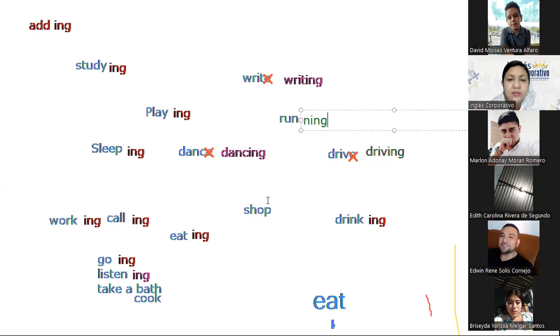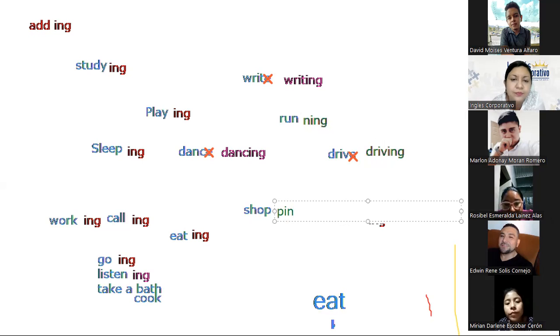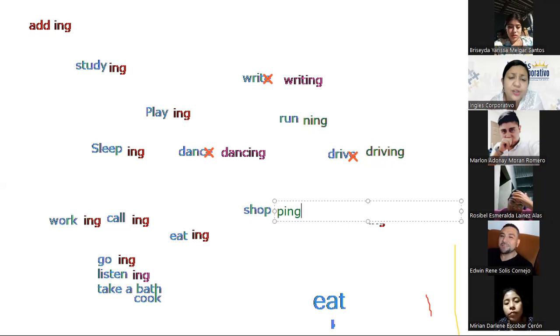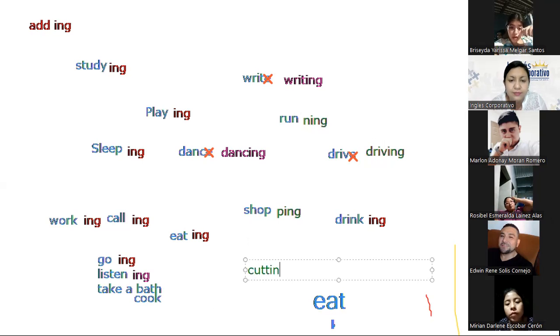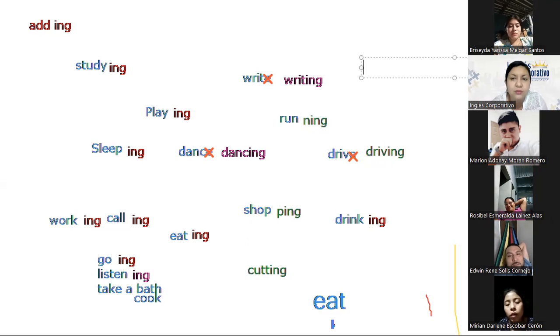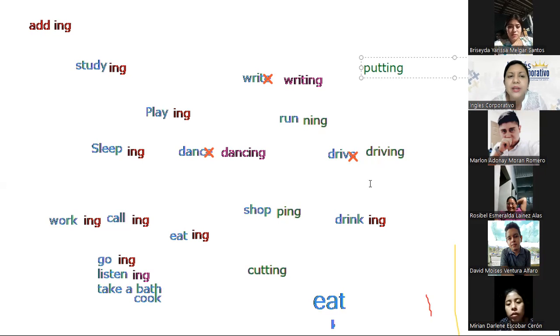Sería running. Shopping. Y hay otras, por ejemplo, cutting, putting. So over here we see the three important rules for the spelling of the ing. Ahora, los verbos ya están así. Pero para que funcione bien, ¿qué más hace falta?